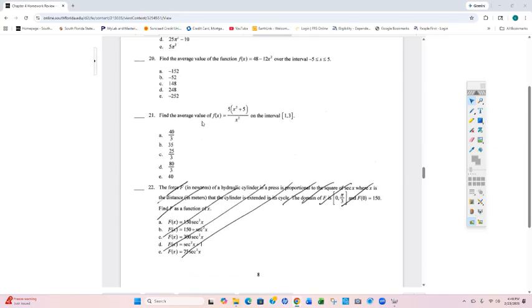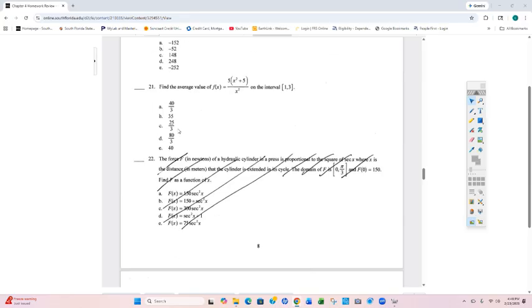Number 21, find the average value of f of x equals, now we have a fraction, in the numerator 5, open parenthesis, x squared plus 5, close parenthesis, in the denominator x squared. So on top, 5 times, in parentheses, x squared plus 5. On the bottom, x squared. We want to find the average value on the interval from 1 to 3, 1 comma 3. A, 40 over 3, B, 35, C, 25 over 3, D, 80 over 3, E, 40. The answer number 21 is A, and that is from section 4.4.